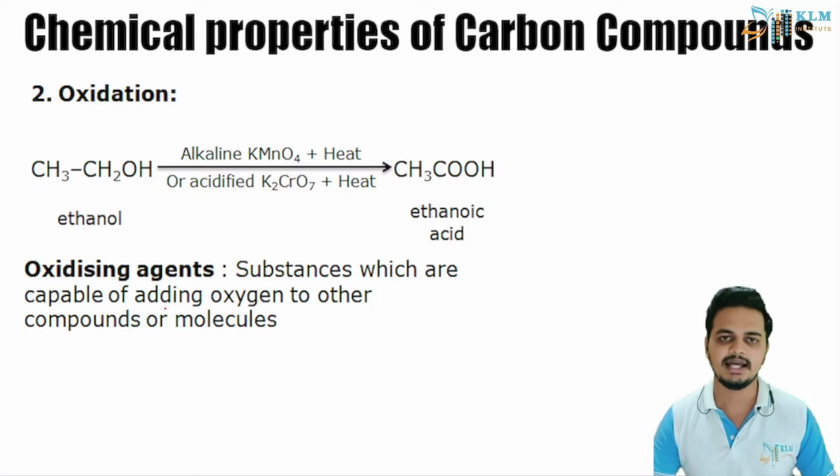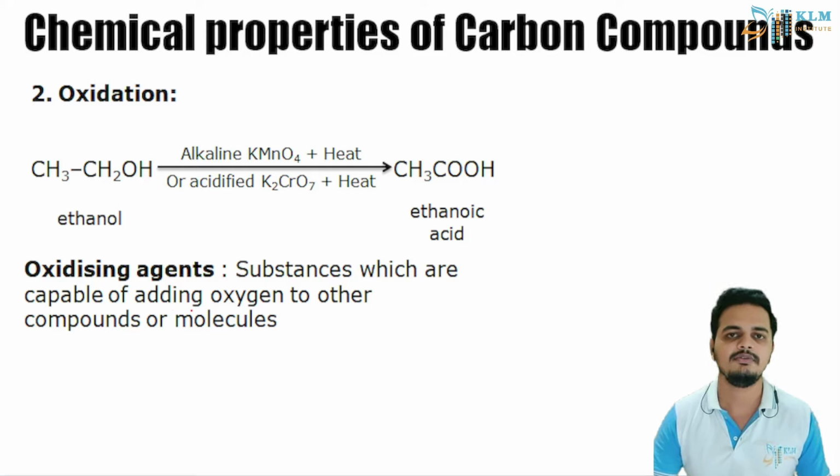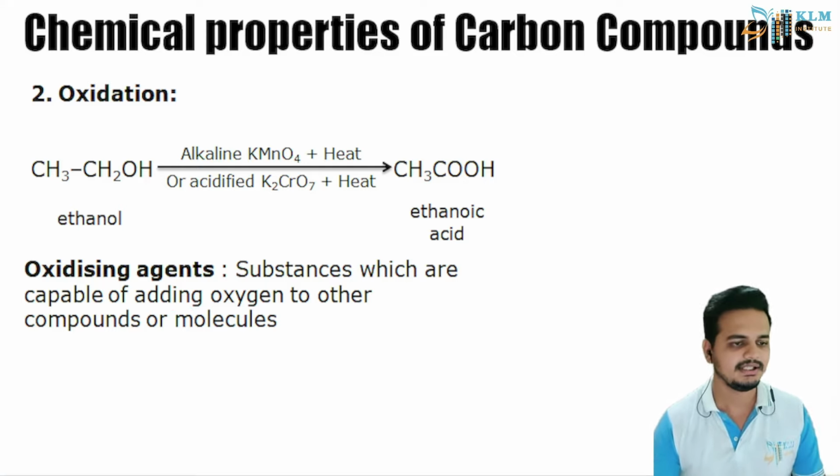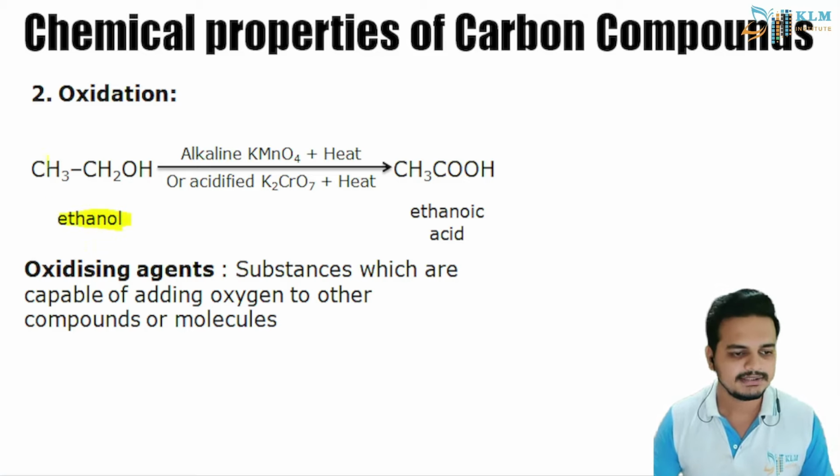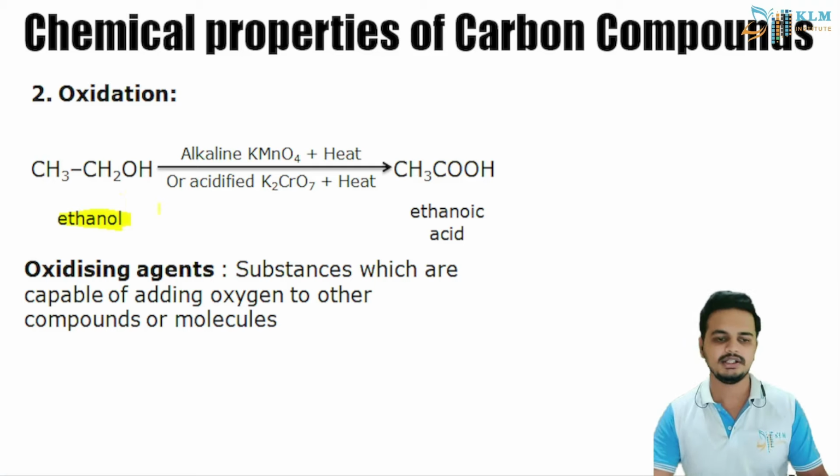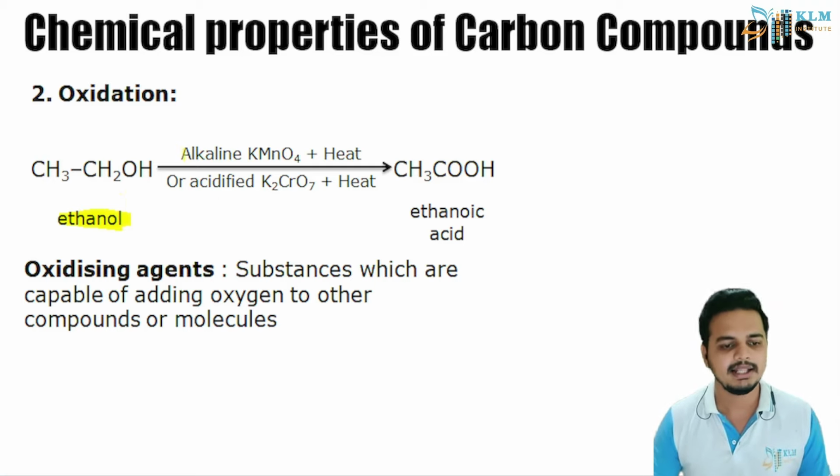That is not the only way of oxidizing carbon compounds. You can see here we take ethanol. Ethanol is CH3CH2OH. We add alkaline KMnO4 and heat it, or we add acidified K2Cr2O7 and heat it, and we get ethanoic acid.